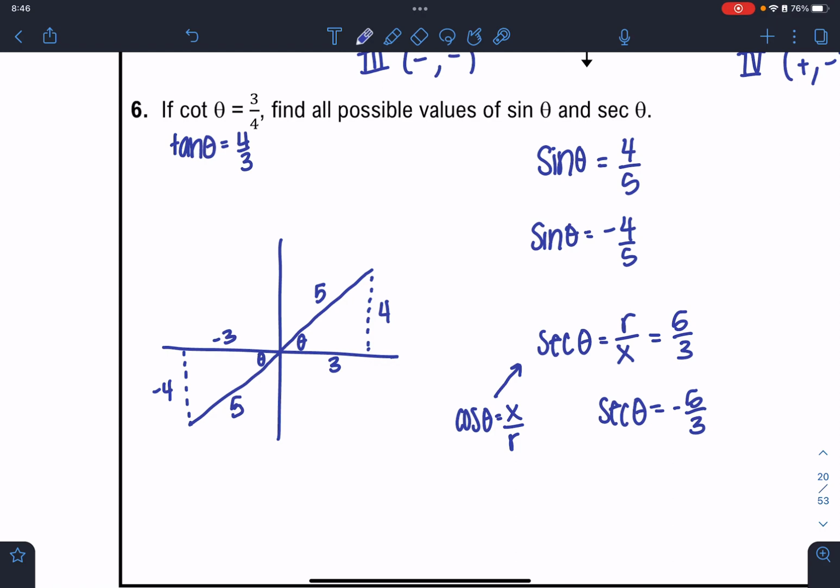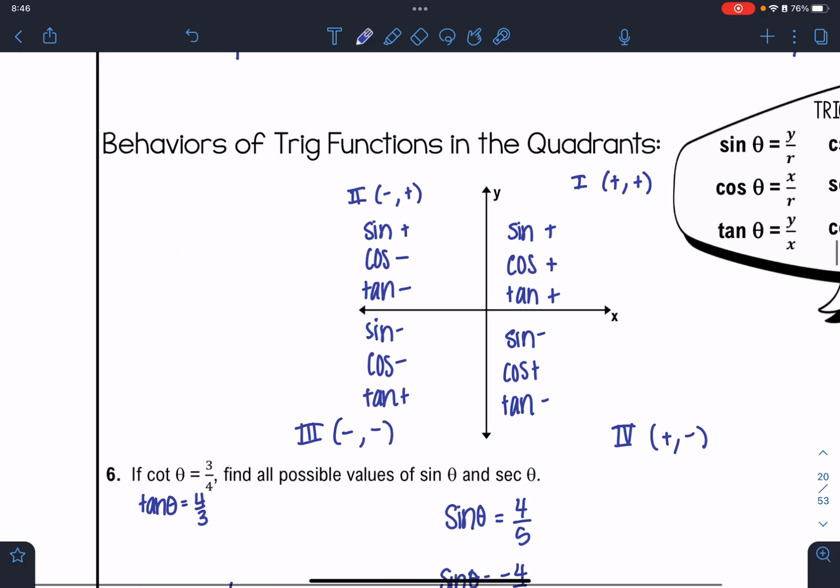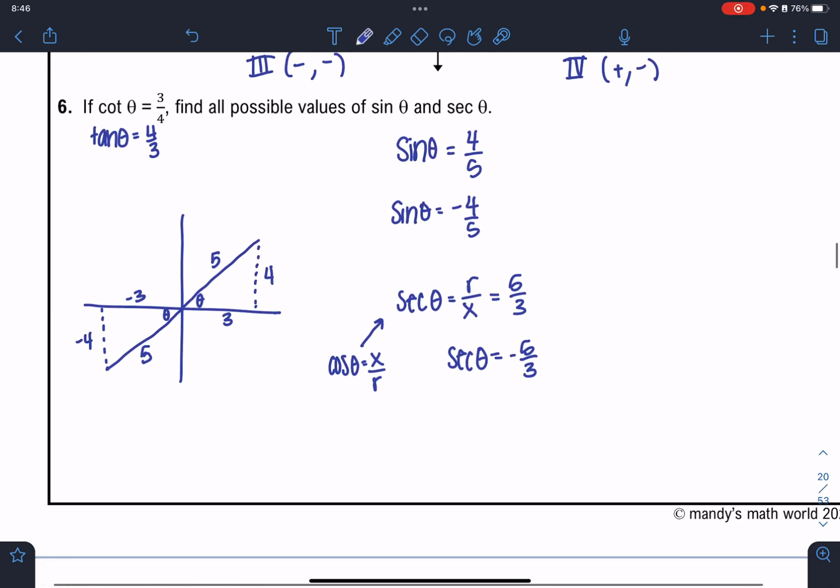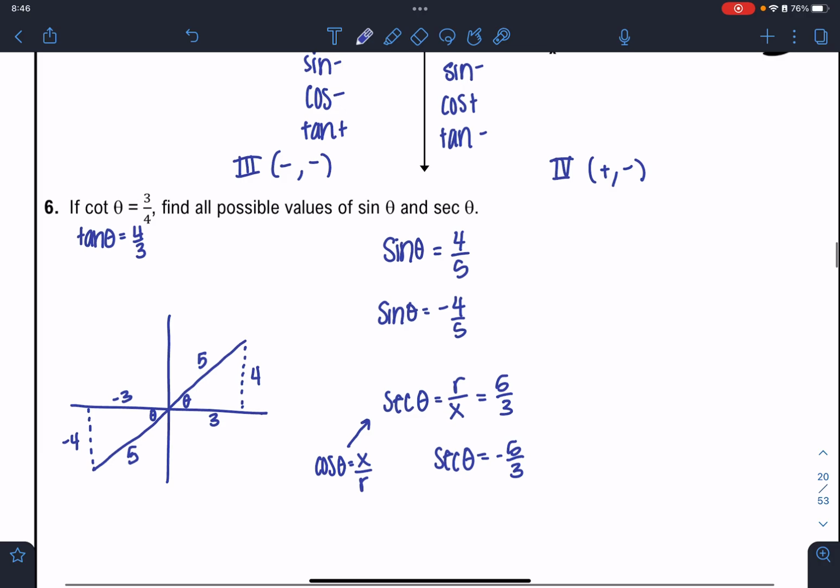Okay, so that's about as difficult as it's going to get with those. I do definitely recommend drawing that picture out, looking at this chart when it doesn't tell you what quadrant that terminal side is going to lie on, because that's really going to help you figure out what quadrant I am in. Okay.